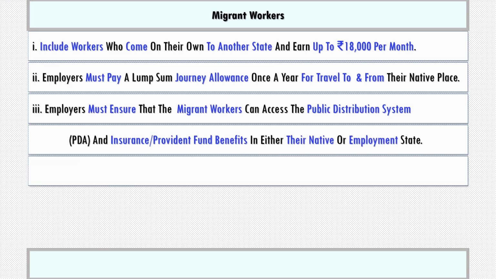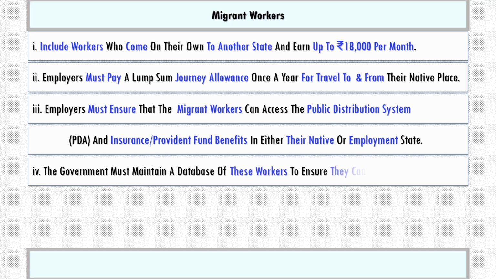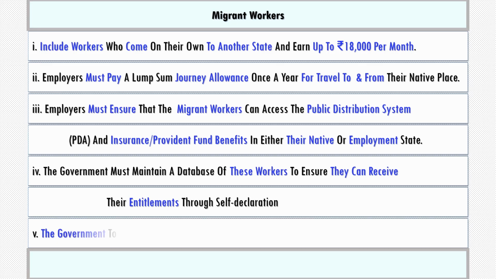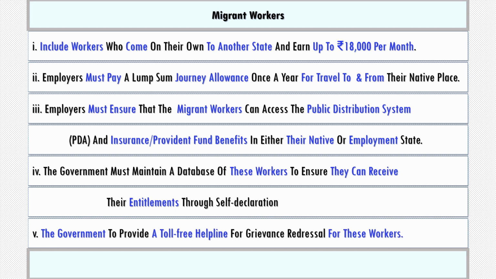The government is required to maintain a database of these workers to ensure they can receive their entitlements through self declaration. The government is required to provide a toll free helpline for grievance redressal for the migrant workers.